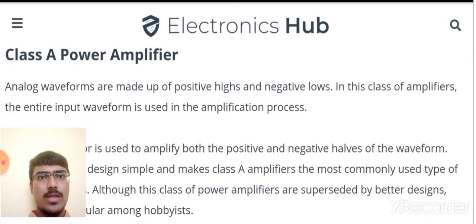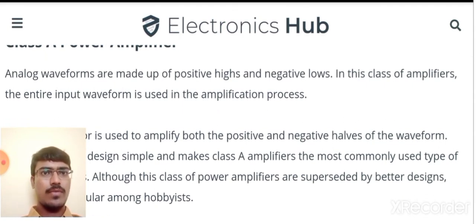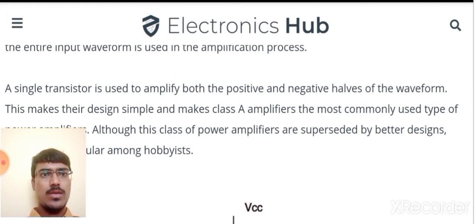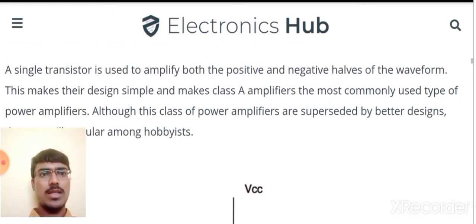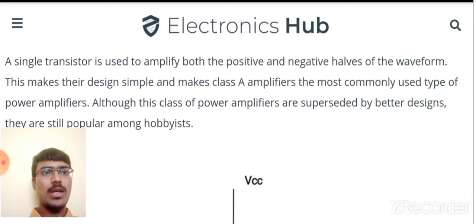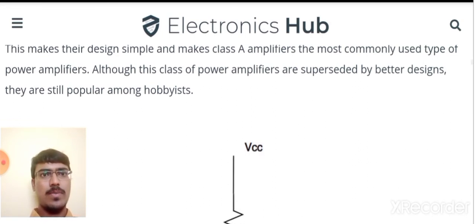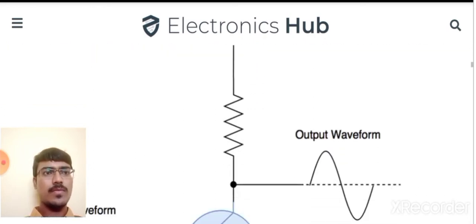Class A power amplifiers. Analog waveforms are made up of positive highs and negative lows. In this class of amplifiers, the entire input waveform is used in the amplification process. A single transistor is used to amplify both the positive and negative halves of the waveform. This makes the design simple and makes class A amplifiers the most commonly used type of power amplifiers. Although this class of power amplifiers has been surpassed by better designs, they are still popular among hobbyists.